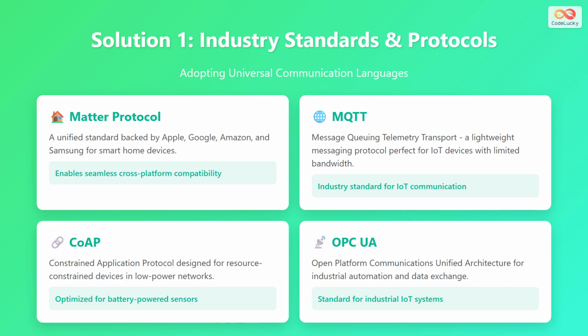Finally, OPC UA, which stands for Open Platform Communications Unified Architecture. This is the standard for industrial Internet of Things systems. Manufacturing facilities, power plants, and other industrial environments use OPC UA to enable secure, reliable data exchange between diverse automation systems and devices. These standards aren't just technical specifications. They represent collaboration, compromise, and a shared vision of an interoperable future.